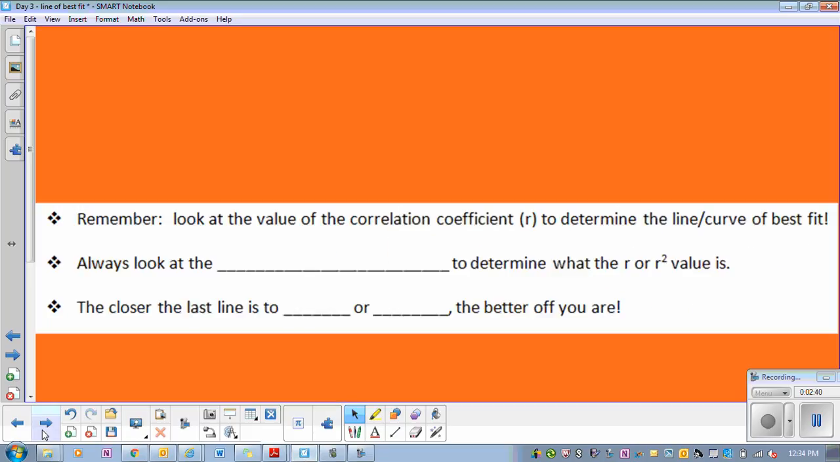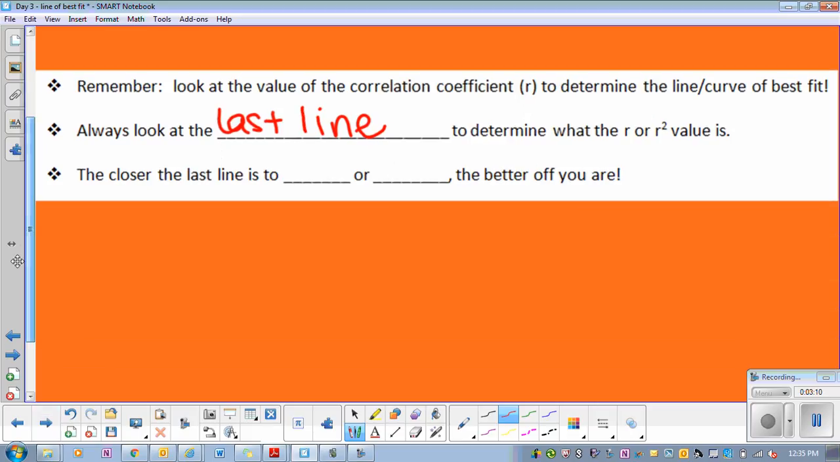Okay, so remember, what you are looking for is the value of the correlation coefficient, which is your R. You want the something reg that has the best R, the strongest R. So basically you're always going to look at the last line. You want it closest to 1 or -1. You're going to look at the last line to determine what the R or the R square value is. The one that's closest to -1 or 1 is the strongest correlation coefficient. Okay? And that's the one that you want.